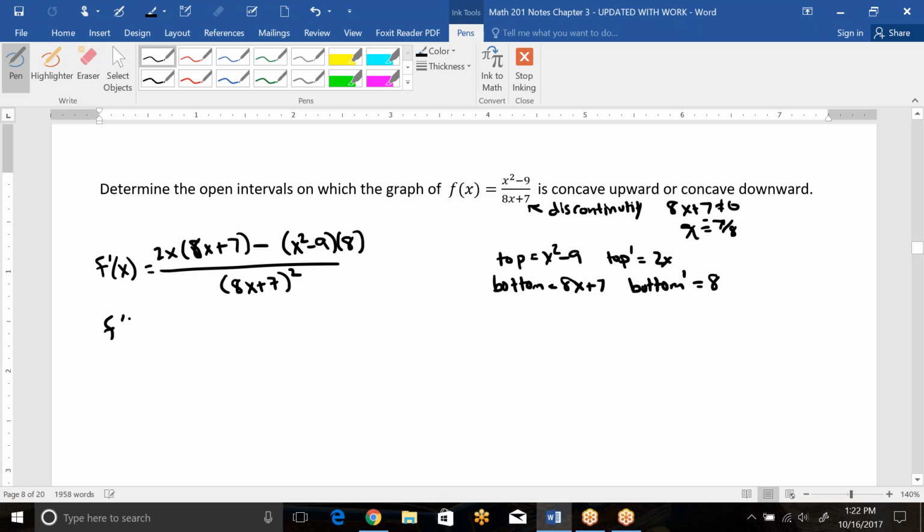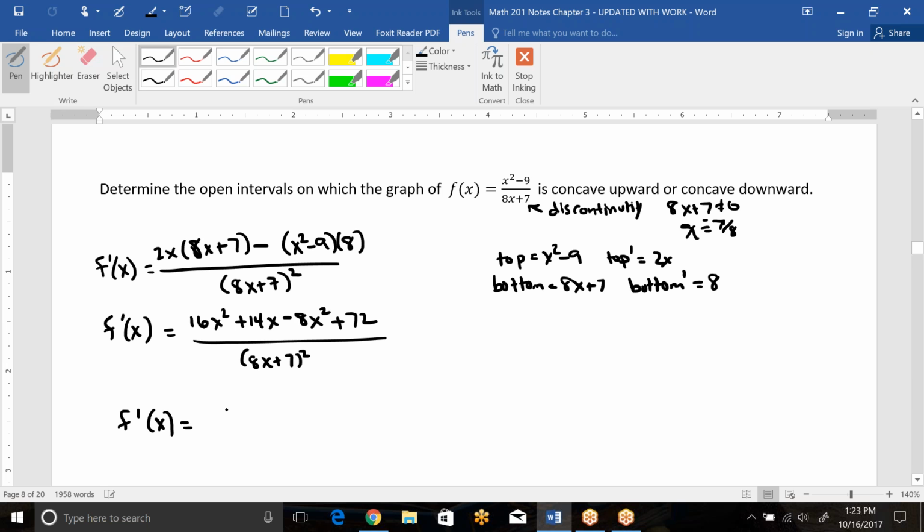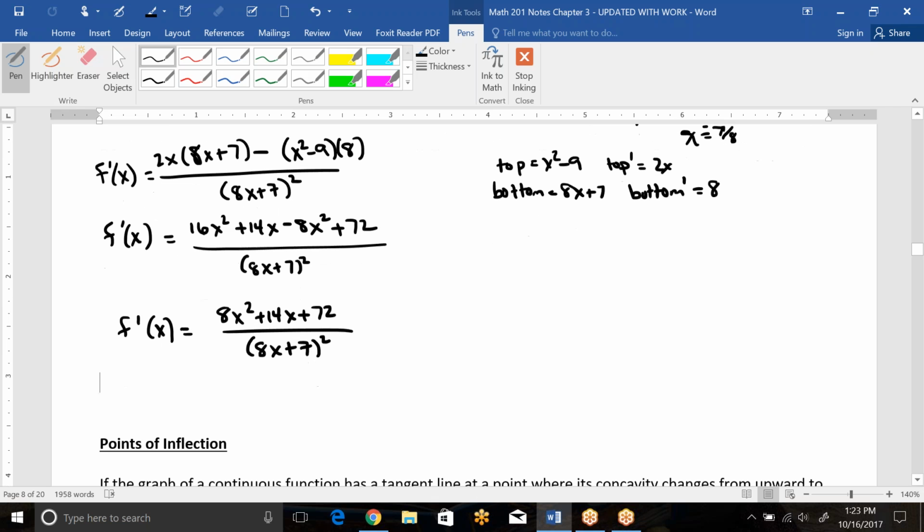So let's work out the top, because we still have to fix this before we can go on to the second derivative. So this would be 16x squared plus 14x. There's an 8 here that I have to distribute as well as that negative, so -8x squared and plus 72 all over 8x plus 7 squared. F prime of x then would be 8x squared plus 14x plus 72 on top, all over 8x plus 7 squared. So let's go ahead and take the second derivative.